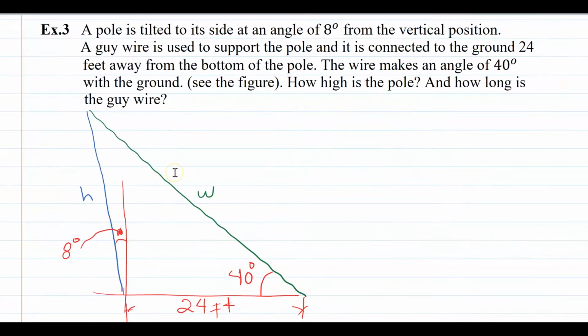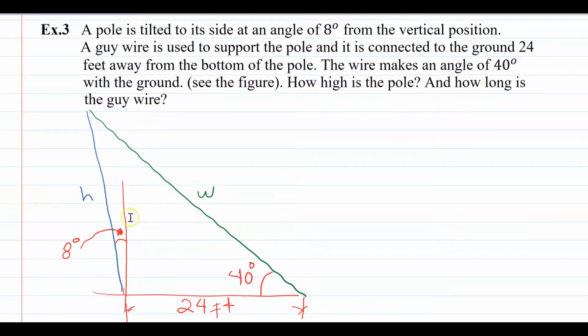Now let's consider our third and last example. A pole is tilted to its side at an angle of 8 degrees from the vertical position. A guy wire is used to support the pole, and it is connected to the ground 24 feet away from the bottom of the pole. The wire makes an angle of 40 degrees with the ground. How high is the pole and how long is the guy wire?